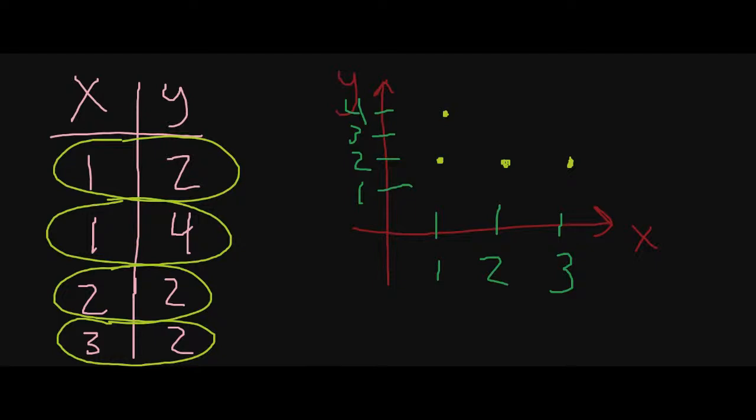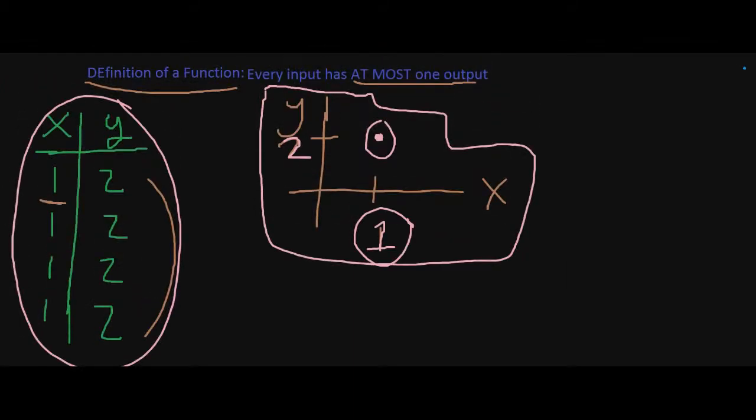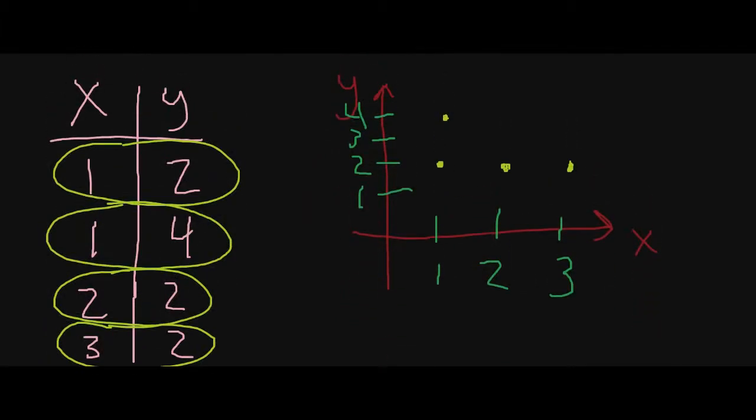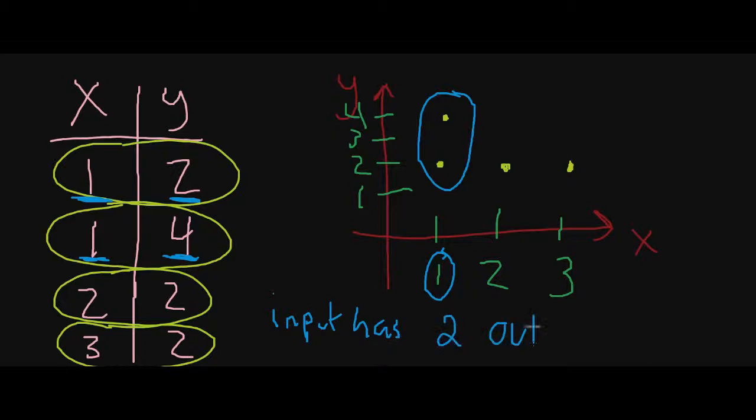Now if we go back to our definition, it states that every input has at most one output. If we look down below at this table, the input 1 has 2 different outputs. The input 1 has 2 as one output, and the input 1 has 4 as another output. This is one of the reasons why it's not a function, because there's an output at 2 and an output at 4 for the exact same input. This input 1 has 2 outputs. Those 2 outputs are 2 and 4.